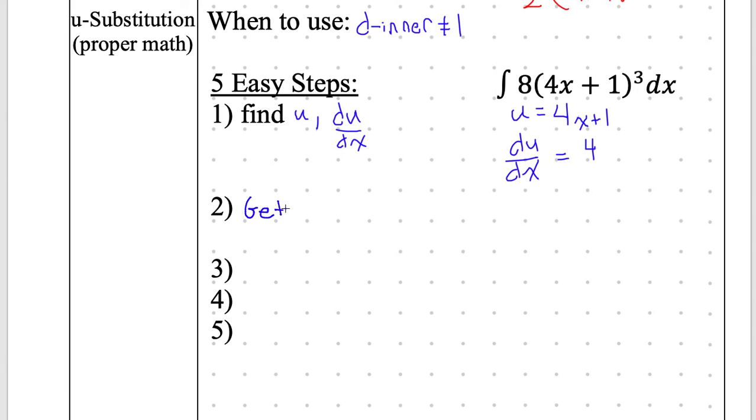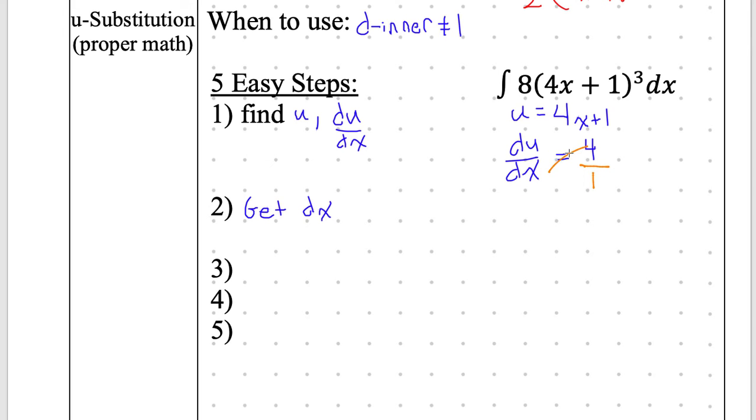Next, we need to get dx isolated. So just get your dx. Notice here I have a fraction, du/dx. How do I just get dx? Well, you can either cross multiply, or you can take the reciprocal of both sides. I don't know what's easiest for you guys. Cross multiplying is a little bit more familiar to us. So let's cross multiply, yeah?